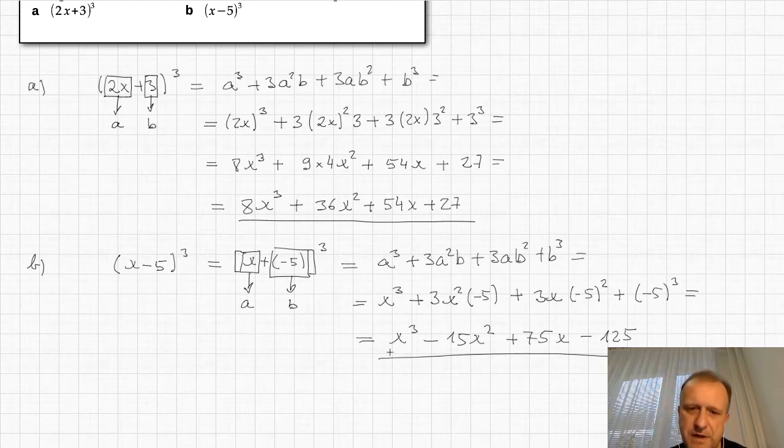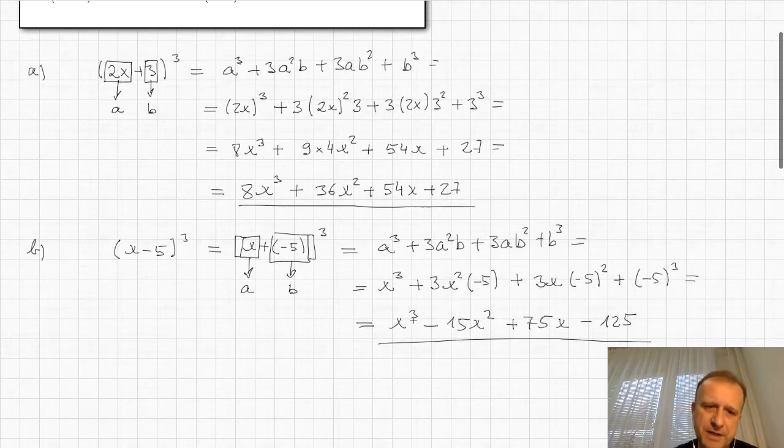What you can see here is that the signs of the terms oscillate. They are alternating: positive, negative, positive, negative, you see? So this is the effect that the minus in this binomial has on the result. The signs in the result will be alternating, and they will change in this order.